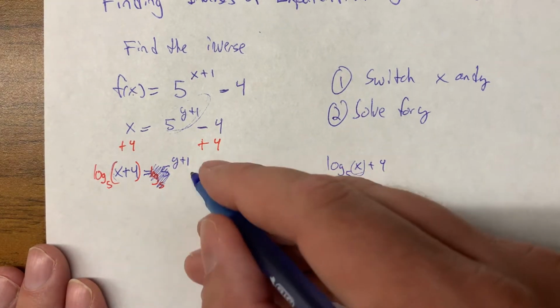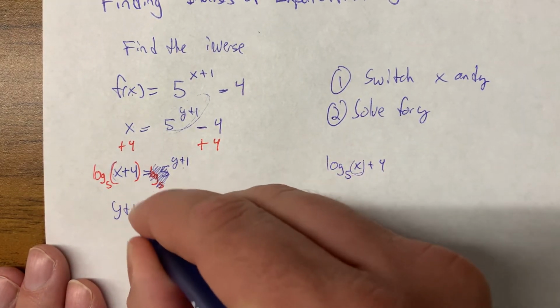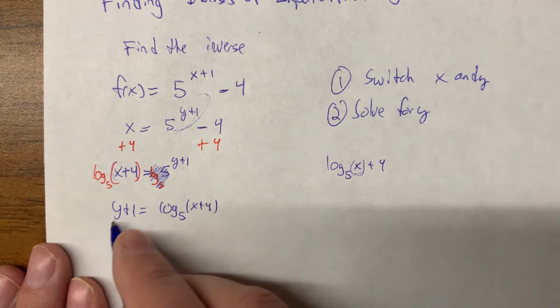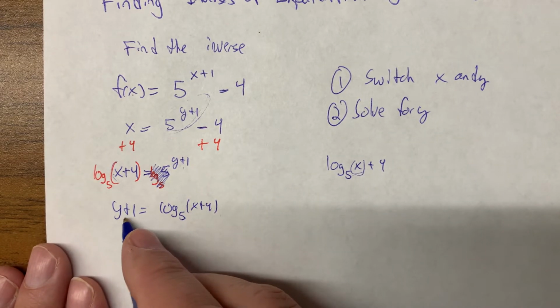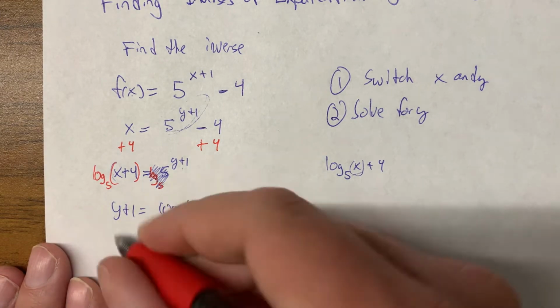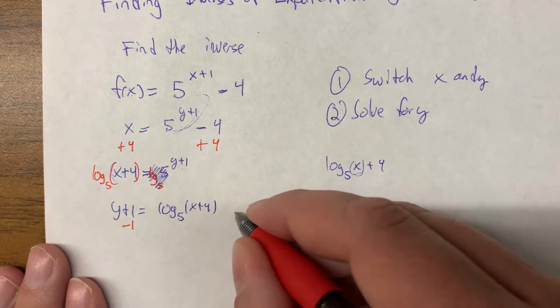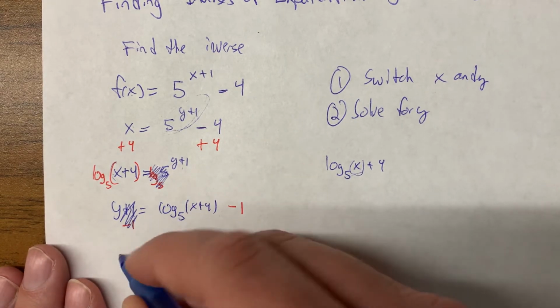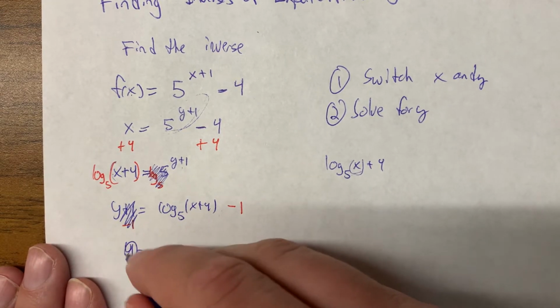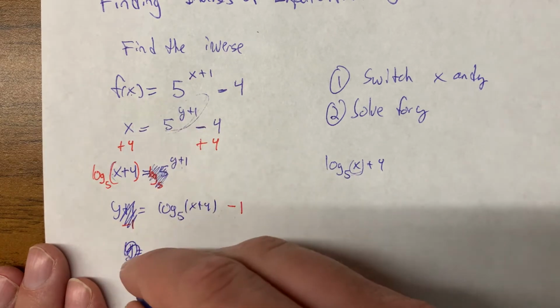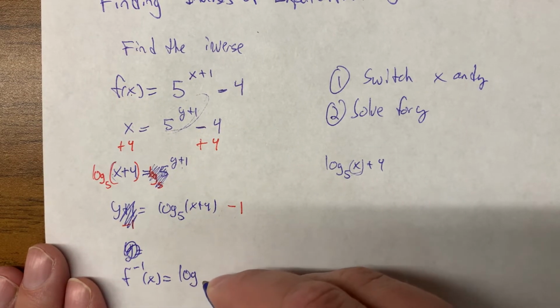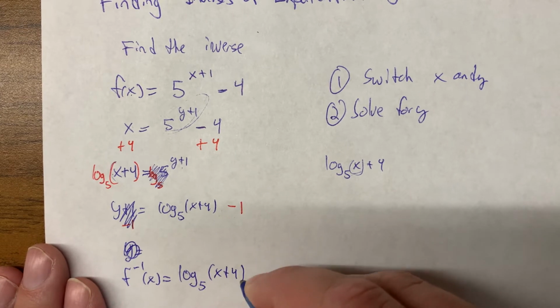Finally, I'm going to switch the y plus 1 to this side. Y plus 1 equals log base 5 of x plus 4. We usually put y's on the left. We're going to subtract 1 on both sides, and this needs to be outside of the log. So it is not inside of the log. Make sure you don't put it inside the log. At last, since it started with f of x, I'm going to write f inverse of x equals, this is the inverse function.